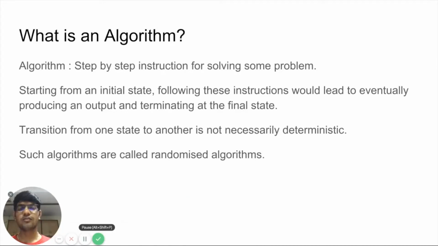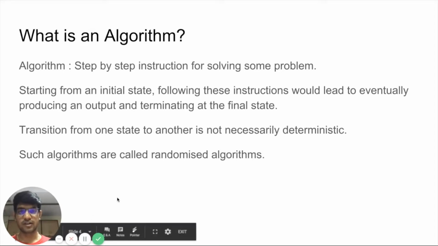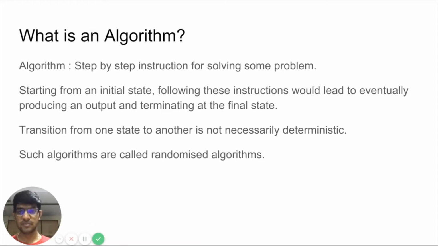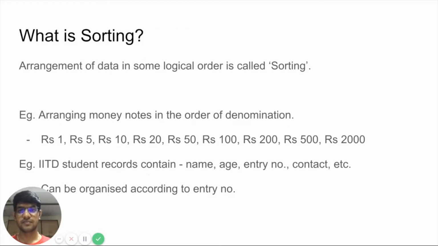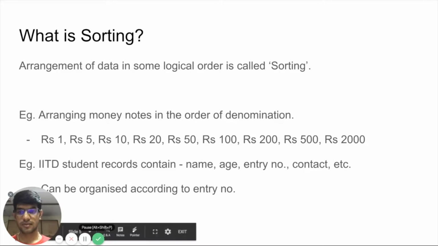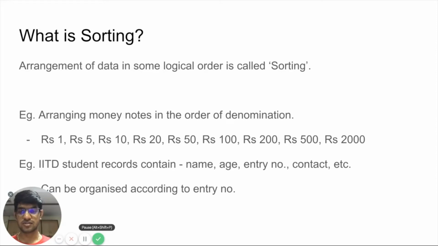Algorithms exist for a wide variety of problems. One such problem is that of sorting. Now let us dive deeper into sorting. Sorting refers to the arrangement of data in some logical order. The logical order may be anything that is defined by the user.